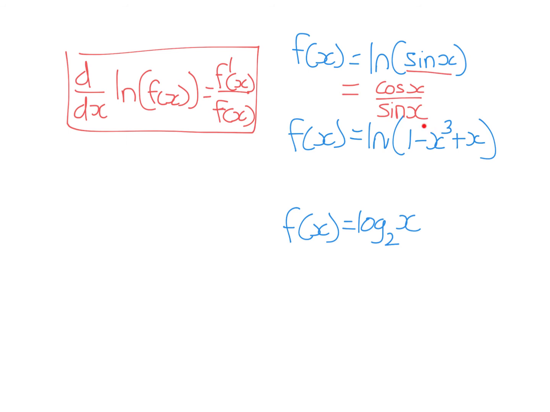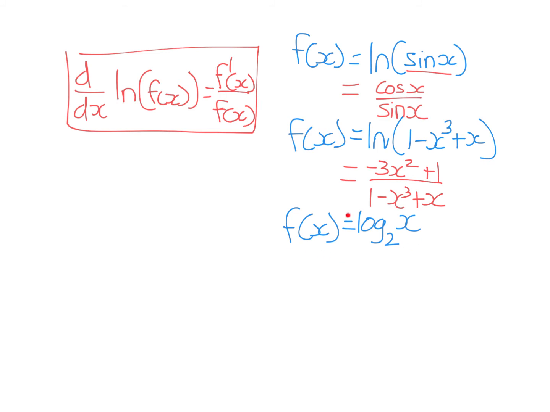So how would I differentiate something like this? Well, because it's natural log of a function, all I do is put the function on the bottom exactly as you see it, and on top I put its derivative. So the derivative of 1 is 0, derivative of minus x cubed, so we're going to move the power to the front, decrease by 1, and then the derivative of x is just 1. So there we are, function is on the bottom, derivative on top.